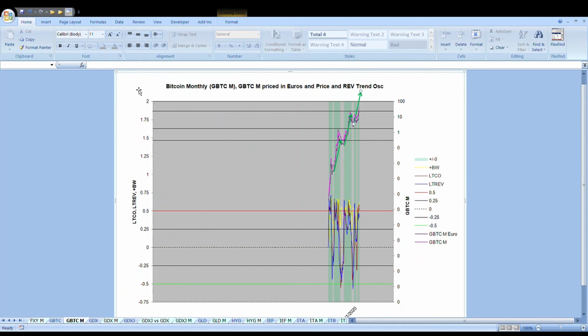So thanks for watching this review on Bitcoin, the visual view of how the three time frames work with one another in terms of both price and time cycles, and I hope this helps out.